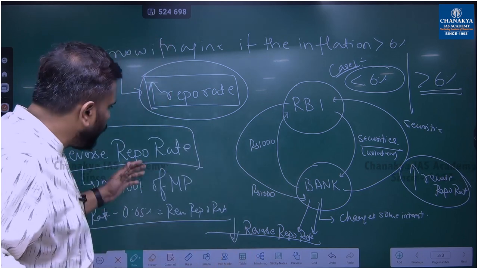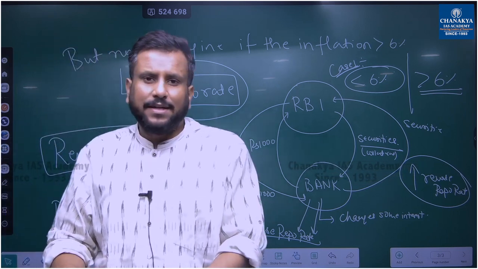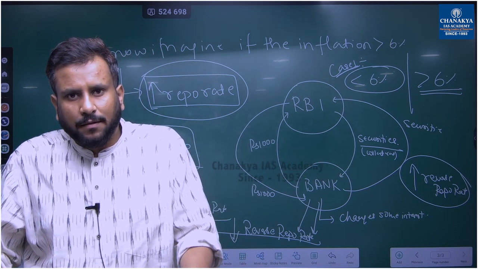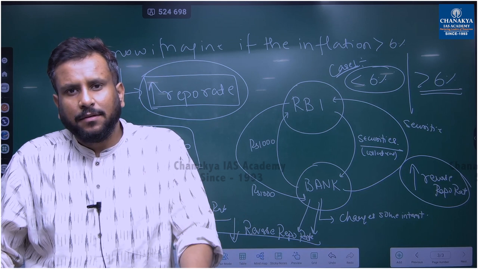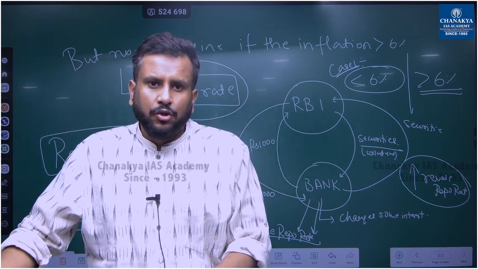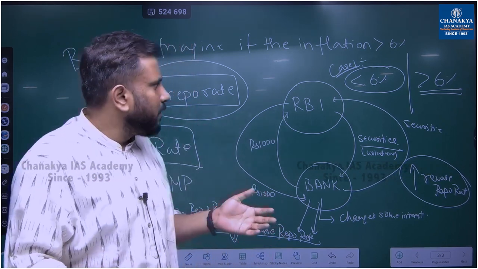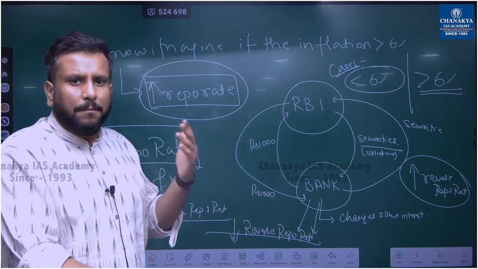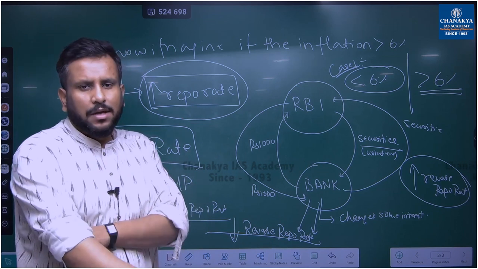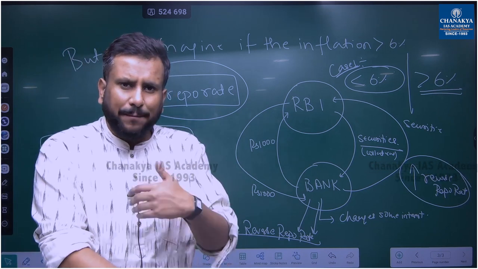So, this is the second tool of the Monetary Policy Committee. There are many other tools like marginal standing facility, right? Market stabilization bonds, right? Bank rate, right? Currency swaps. So there are many, many tools to influence the liquidity in the market. We have understood only the two basic tools in the current class: what is repo rate, what is reverse repo rate, and what is the basic logic behind it.